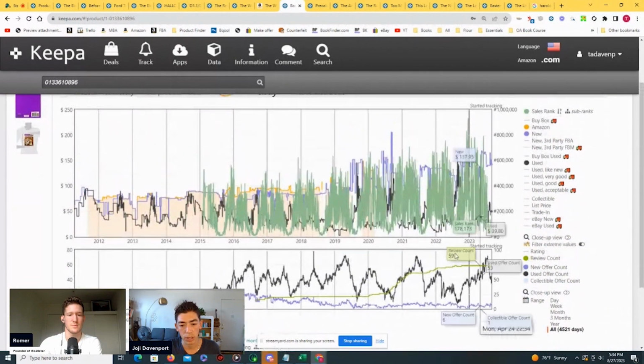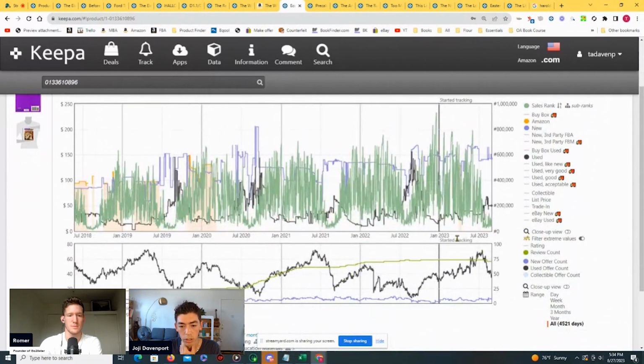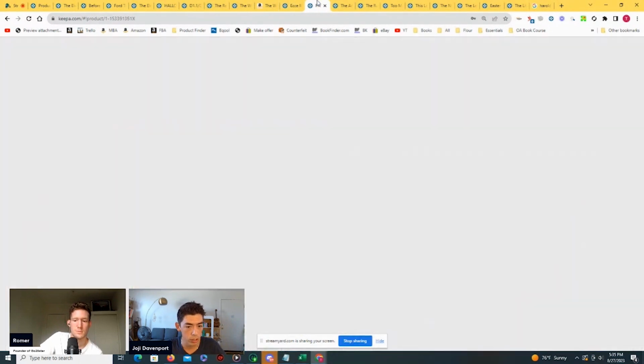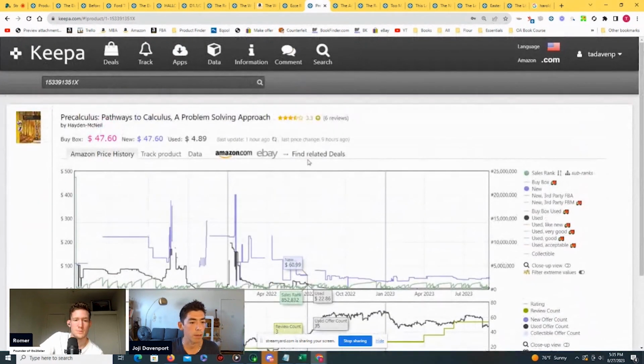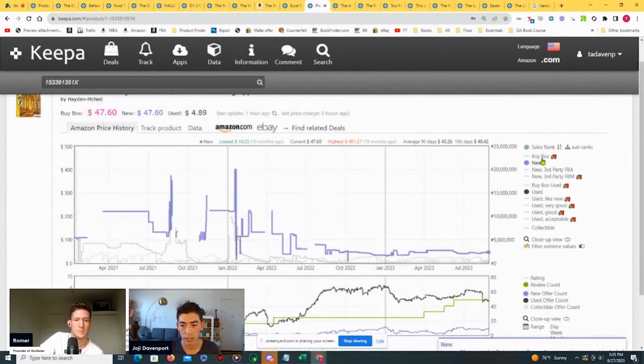Here's a great example of a seasonal high school book that always pops every year, does a great job in the off season. You can buy it for super low. And then again, same sort of thing, July, which is when textbook season for high school books pops. You can see how basically the used offer count gets really low, and you can see how the used price starts to go up a little bit. So there's another example for you.